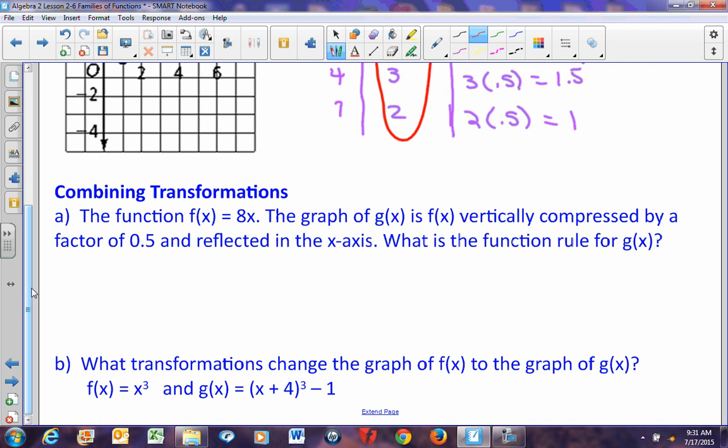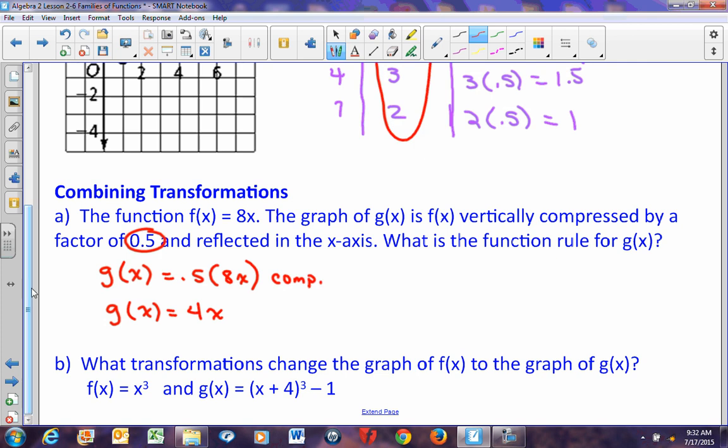Let's take a look at this one. The function f of x equals 8x. The graph of g of x is f of x vertically compressed by a factor of 0.5 and reflected in the x-axis. So what's our new function rule? Okay. So easiest thing to do, right? If it's going to be vertically compressed, I know I'm going to have to multiply the 8x. So I'm going to do that first. So my new rule for g of x is going to be 0.5 times 8x. That gives g of x is going to be 4x so far. That took care of my compression.